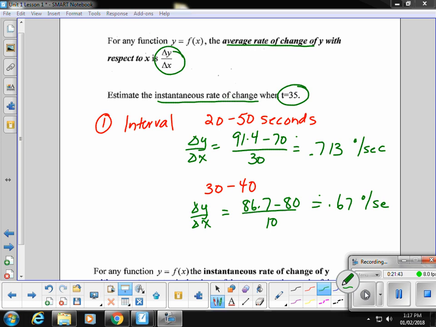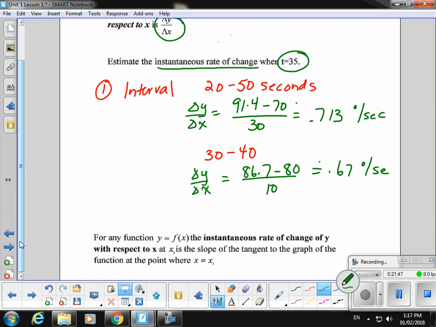And so the big idea is that the instantaneous rate of change of y with respect to x at x1 is the slope of the tangent that touches our curve at only one spot to the graph of the function at the point where x equals x1.